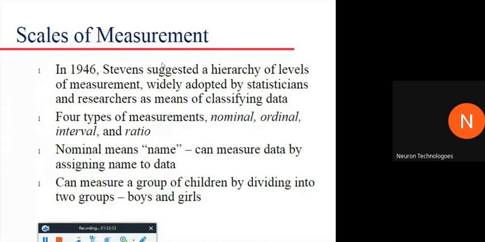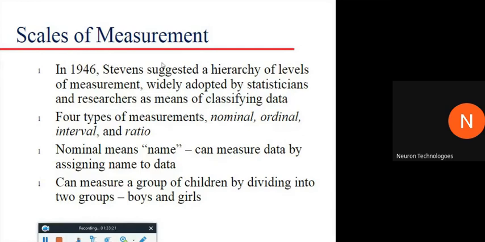So now the most important thing: scales of measurement. Through that, you can come to know where your research stands and what degree is there. Stevens suggested a hierarchy of levels of measurement, widely adopted by statisticians and researchers as a means of classifying data. Four types of measurement: nominal, ordinal, interval, and ratio.